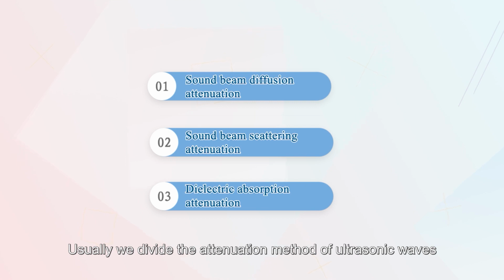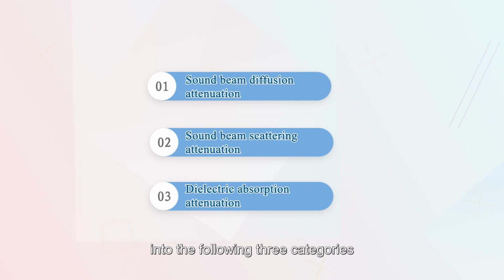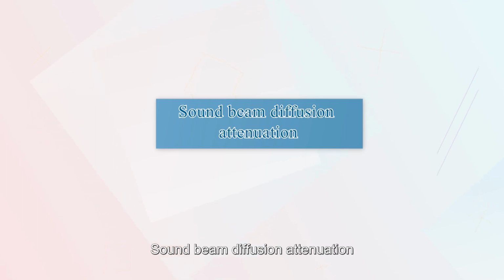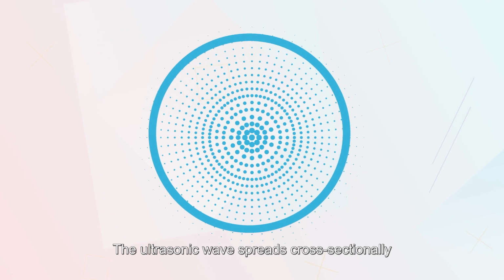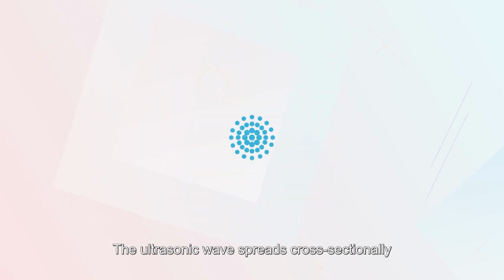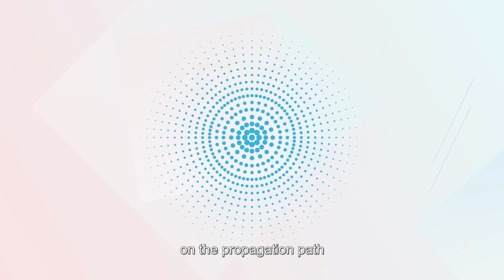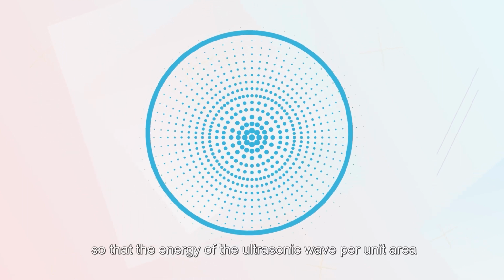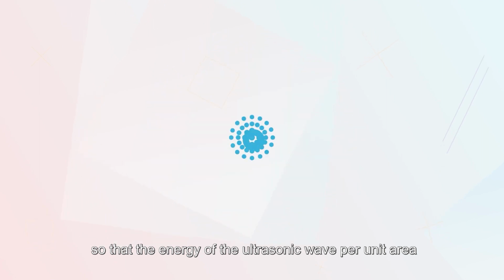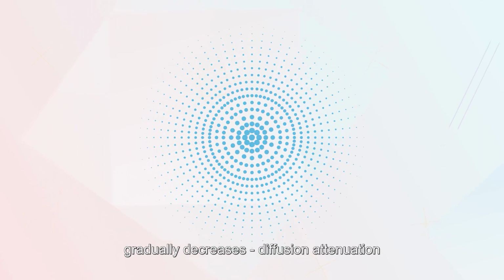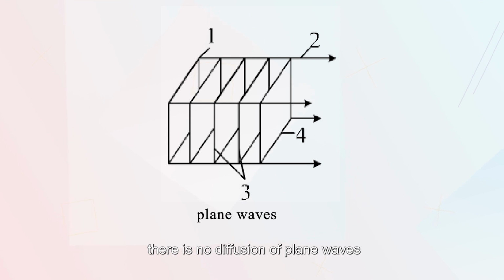Usually, we divide the attenuation of ultrasonic waves into the following three categories. 1. Sound beam diffusion attenuation. The ultrasonic wave spreads across the cross-section on the propagation path, so that the energy of the ultrasonic wave per unit area gradually decreases. In theory, there is no diffusion of plane waves, so there is no diffusion attenuation.